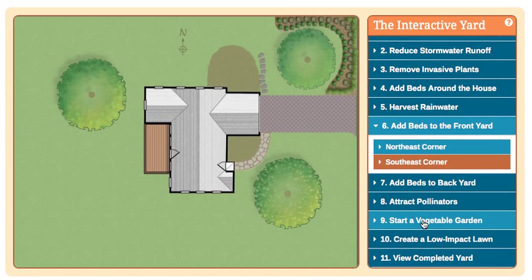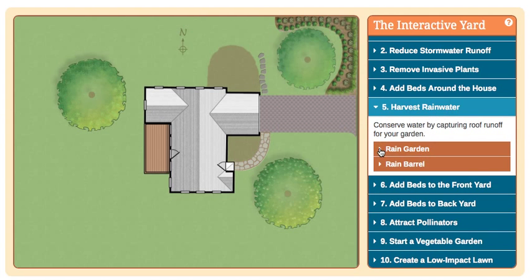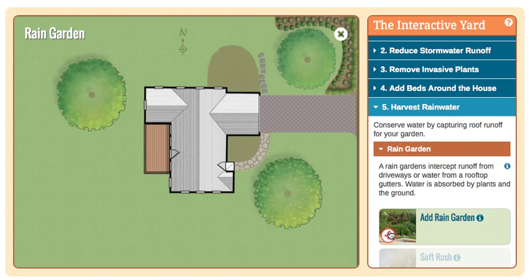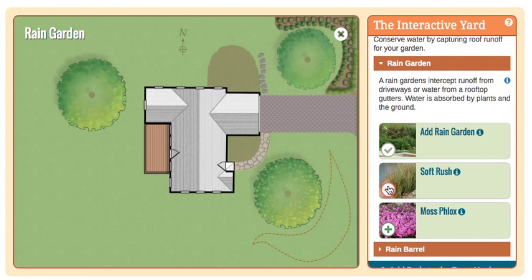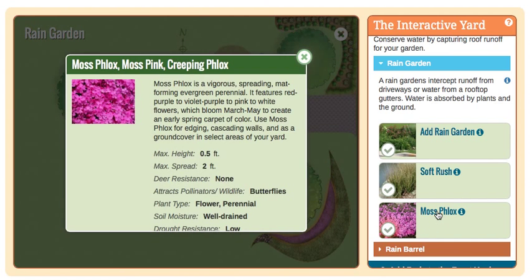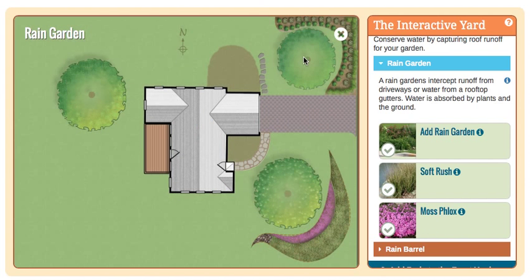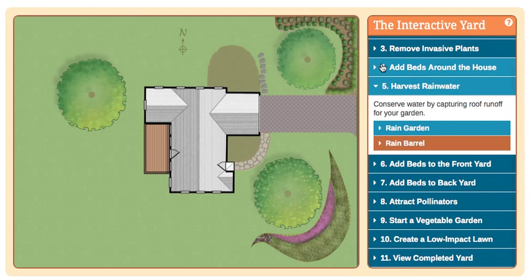There are some other features here, such as adding a rain garden, so you can click on the rain garden feature. In this case, we're going to click here, click the plus button, and it adds an outline for the rain garden. And then you can add plants that are appropriate for rain gardens. And again, you can click on the title to learn more about that plant. These plants can also be found in the plant database if you'd like to learn more about those.